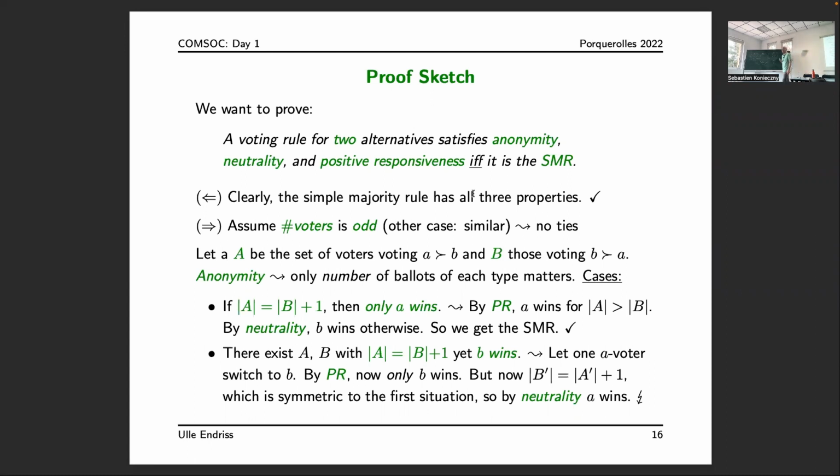And I know that the second case is actually impossible. Which is what we expected, right? Because it sounds crazy that there's exactly one more A supporter than B supporter, and nevertheless B wins. It doesn't sound right. And we made it explicit where the problem is. It contradicts positive responsiveness together with neutrality. We get a contradiction, so we get rid of this case. So that finishes the proof. Any questions about this?